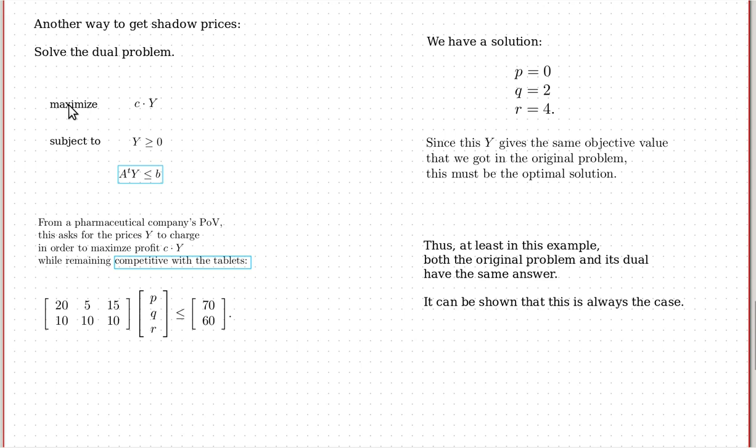The dual problem would be when you maximize C dot Y, subject to y is greater than or equal to 0, and subject to A transpose y is less than or equal to B, right? So we've exchanged the places of B and C. We replaced minimize with maximize, we replaced A with A transpose, and we changed the direction of this inequality, right? So this is the dual problem.